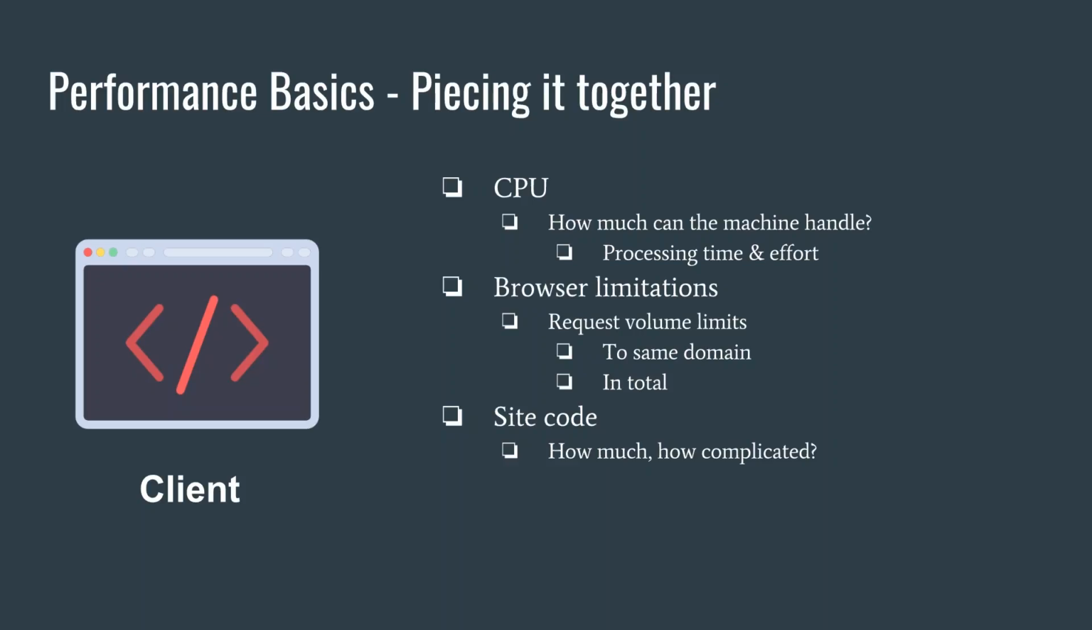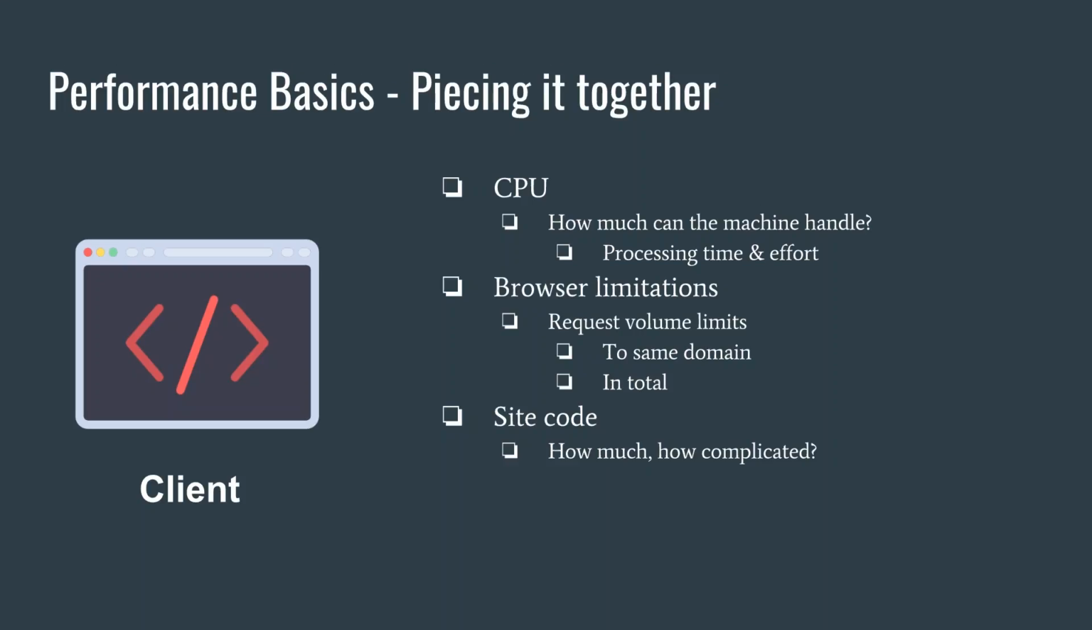The second thing on the client side is browser limitations. One, browsers use a lot of CPU. Different ones will use more or less, based upon how they're written and what exactly they're doing. But also, browsers have request volume limits, and this varies based upon the browser type and the browser version. There are also limits on requests to the same domain, and limits on the total requests that can be sent and outstanding at one particular time.